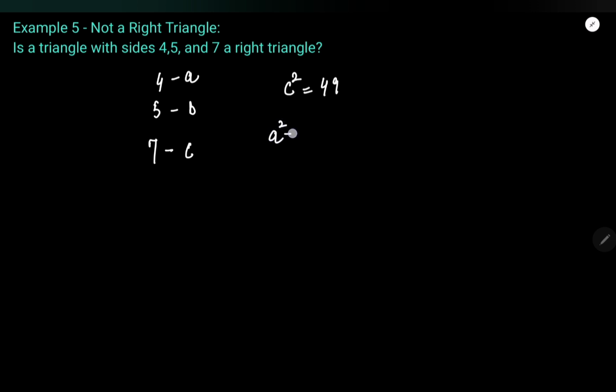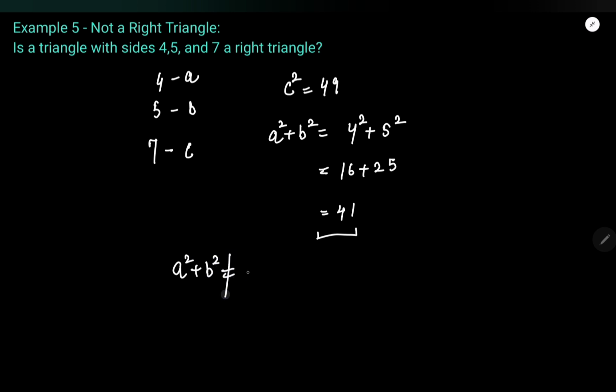Then I will check a square plus b square. A square is 4 square, b square is 5 square, right? 4 square is 16, 5 square is 25, and when we add them I get 41. So a square plus b square is not equal to c square. When the longest side square is not equal to a square plus b square, that means this is not a right angle triangle.